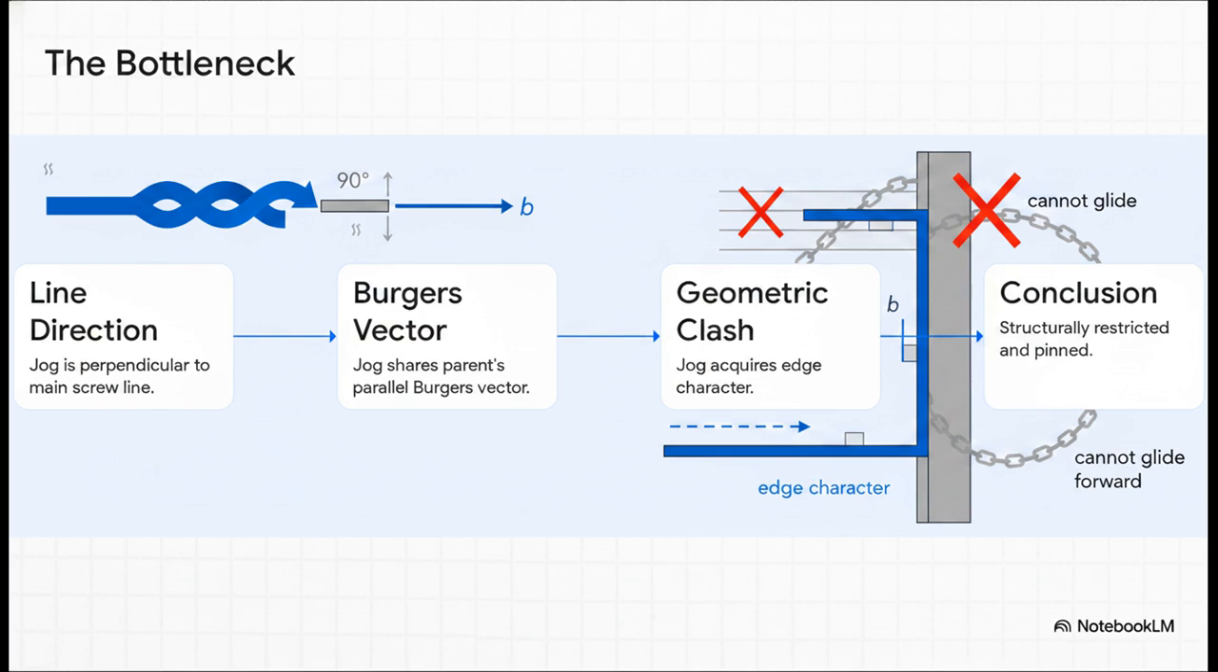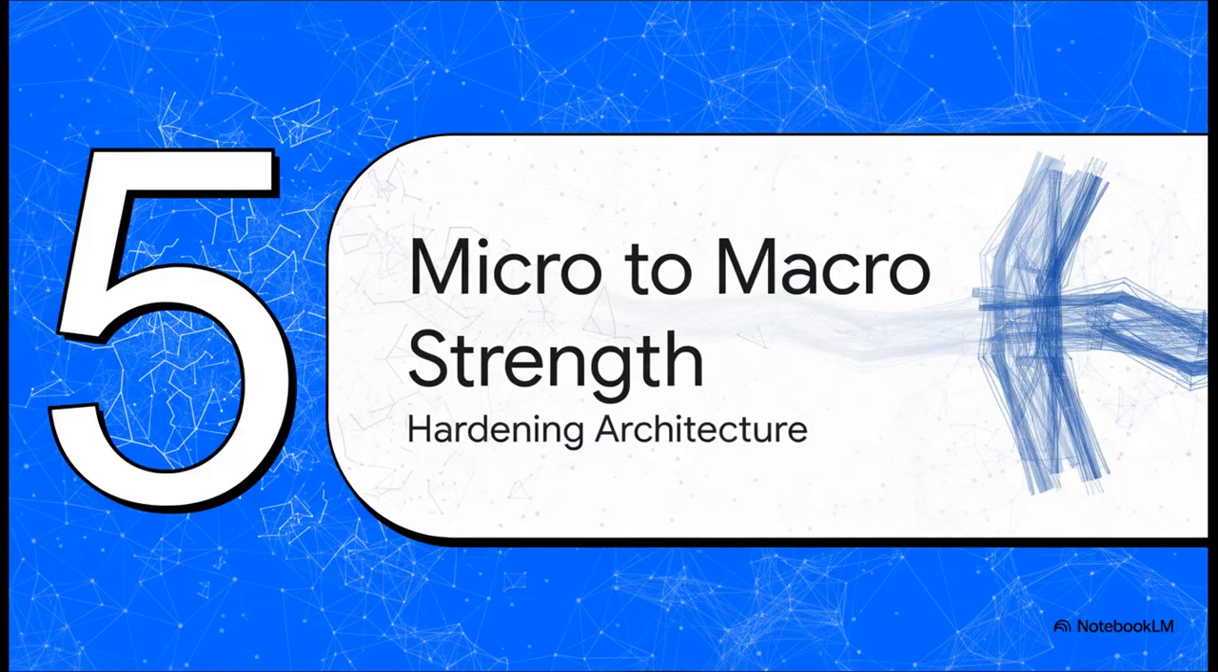Edge dislocations can only glide on a plane that contains both their line and their Burgers vector. For this newly formed jog, that plane simply does not line up with the forward direction of the screw segment. It physically cannot glide forward. It is officially completely pinned. Which brings us to our final section.